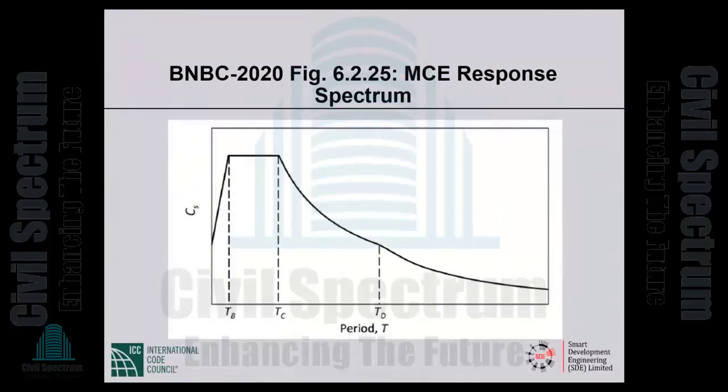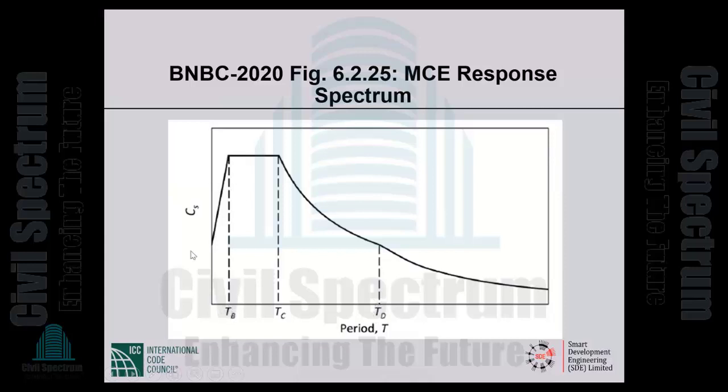In BNBC 2020, this is the spectrum, also a flat top, a descending branch, and a third branch. What is T sub S in AC705? It is T sub C here. T sub L is T sub D. T sub 0 is T sub B.